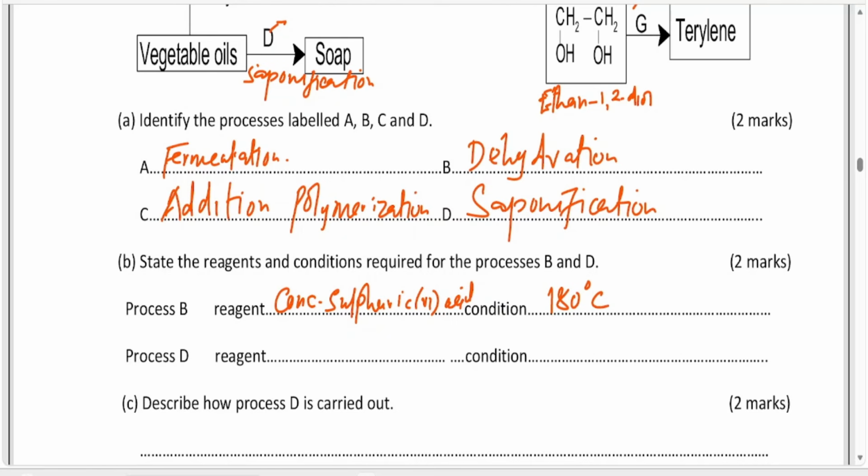Process D, the reagent there is always either concentrated potassium hydroxide or concentrated sodium hydroxide. That is what's added to the oils and fats that then leads to formation of a soap. The condition that is required here is heating to boil. So we heat to boil.